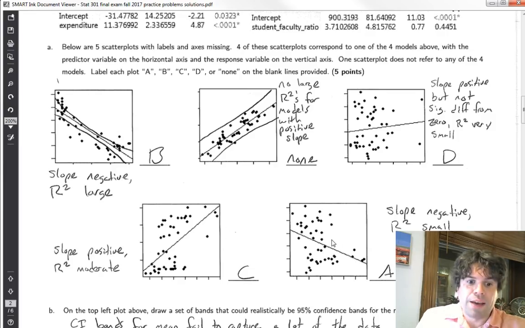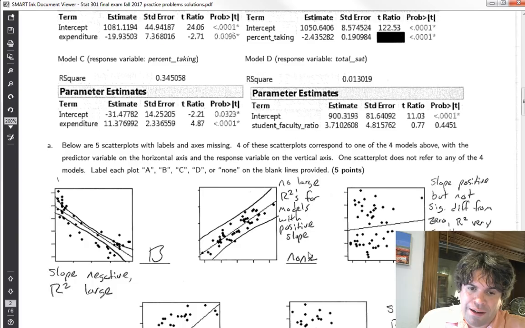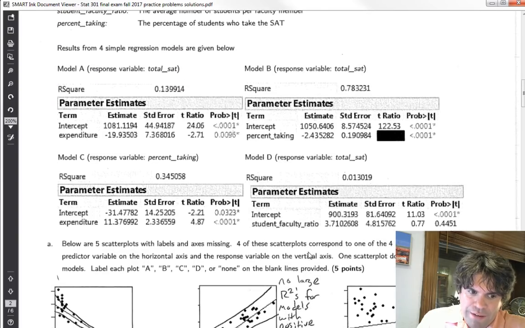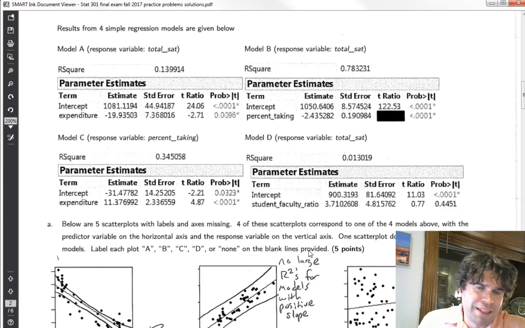This one's negative. There's only two negative ones. Okay, so B, we got to decide between B and A, between these two. And the way you figure it out is, in this one for B, the data are a lot closer to the line. In this one in A, the data are a lot more spread out around the line.